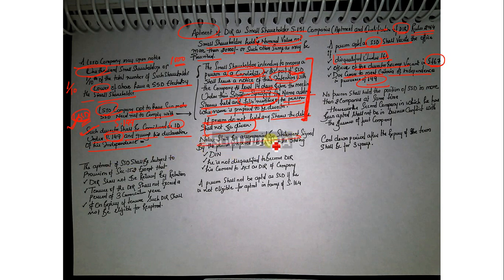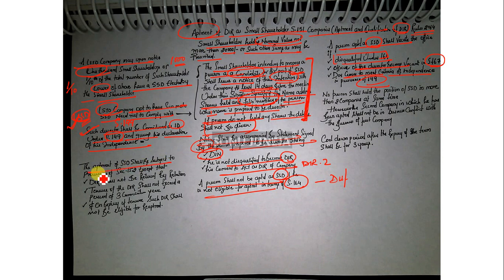The notice shall be accompanied by a statement signed by the person proposed to be the director, stating that he is not disqualified to become a director, and his consent to act as a director, that is DIR-2. The person shall not be appointed as small shareholder director if he is not eligible for appointment under section 164. This is disqualification of director.